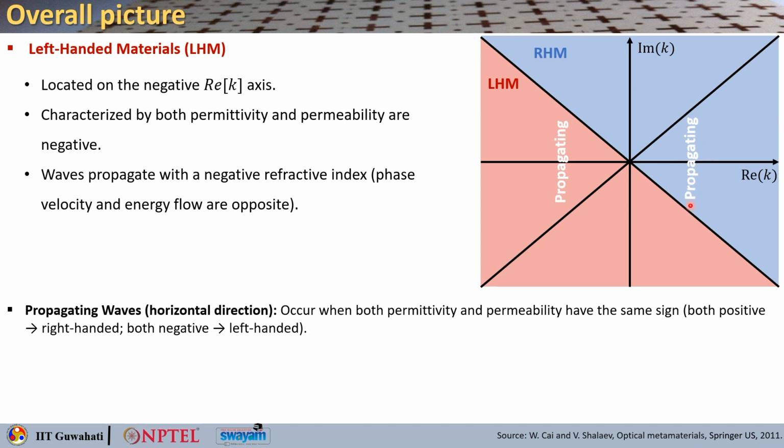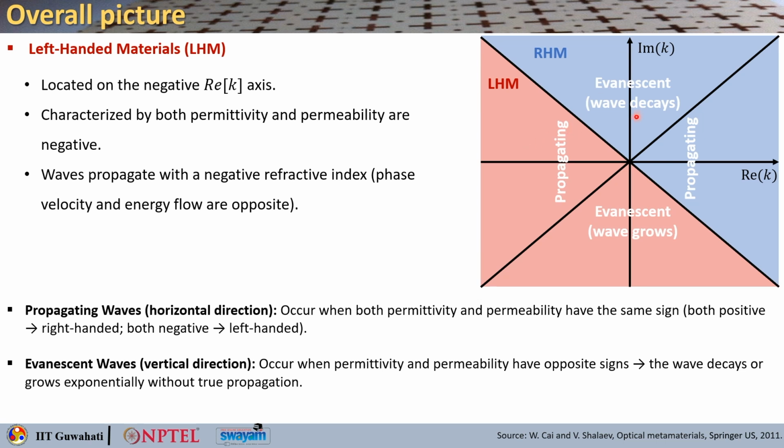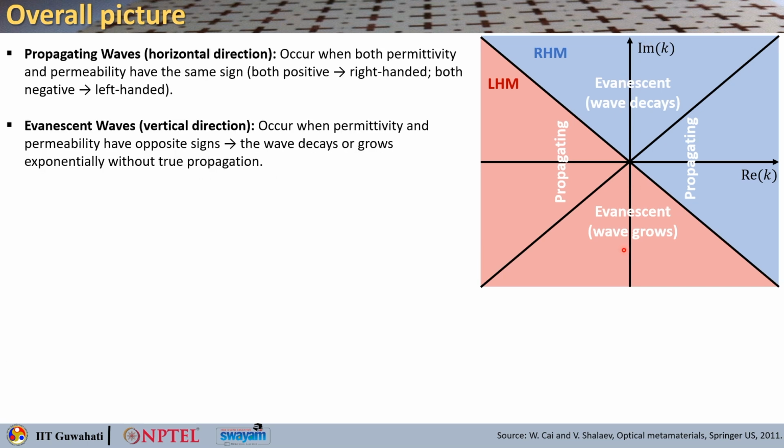Here both permittivity and permeability have the same sign. Here both are positive, here both are negative. When both are positive you have right hand material, when both are negative you have left hand material. Now, there are also evanescent waves which are in the vertical direction, as you can see here. When the permittivity and permeability have opposite signs, you have evanescent waves. The wave will decay if the imaginary k is positive, and the wave will grow exponentially if the imaginary k is negative. And in both cases propagation is not allowed.